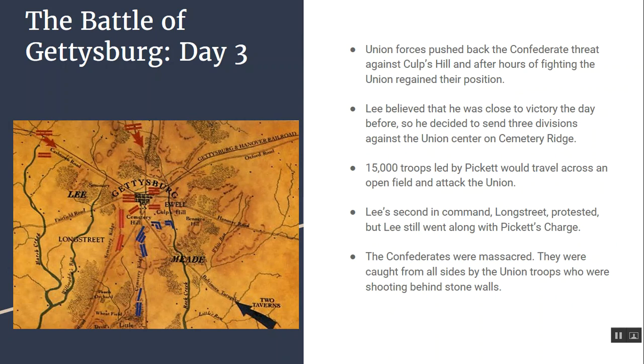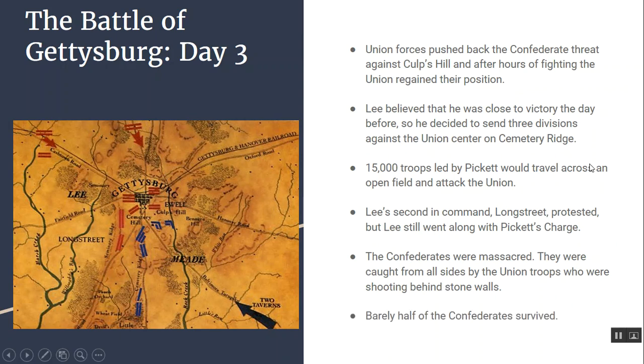The Confederates were caught from all sides by the Union troops because even the troops themselves were hiding behind stone walls. They would shoot at the Confederates, reload, shoot again. So they were basically undercover the entire time. The Union had every advantage, and the Confederates were just massacred.